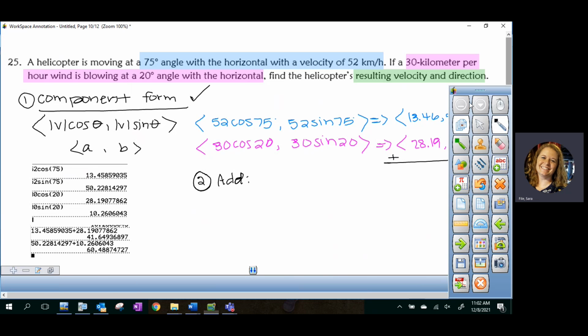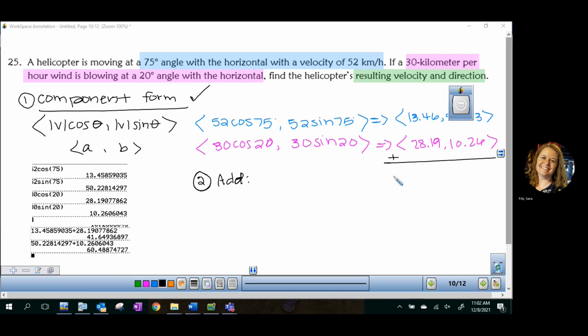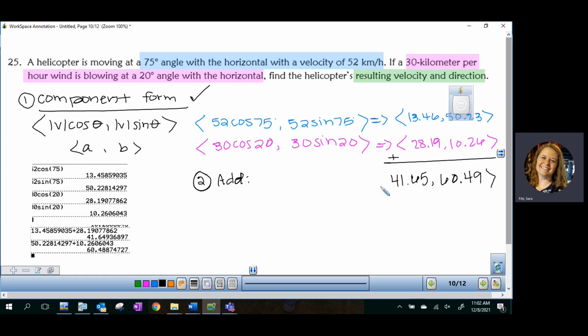All right, so when I add those together, I get 41.65 and 60.49. But I want to keep those big long decimals in there to use when I find the magnitude and direction.